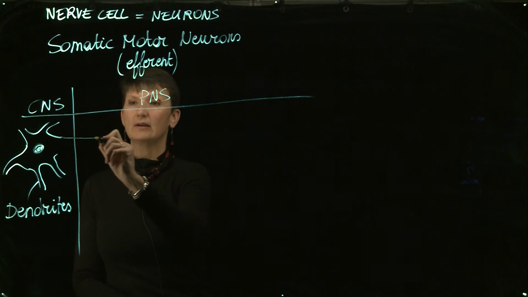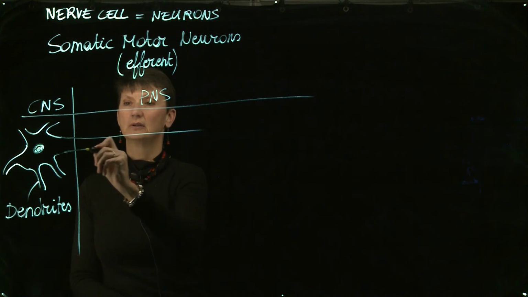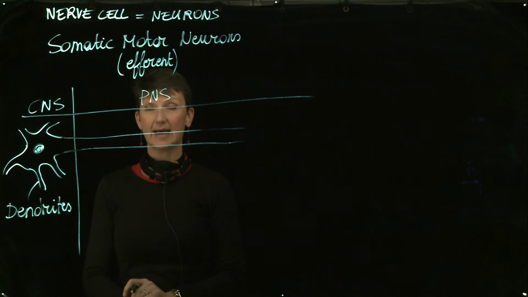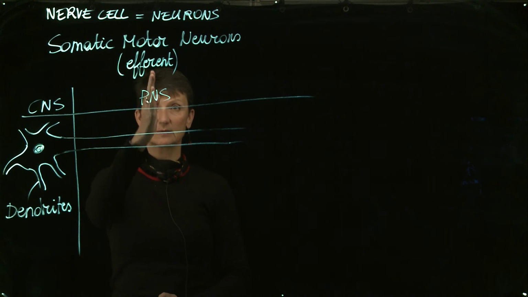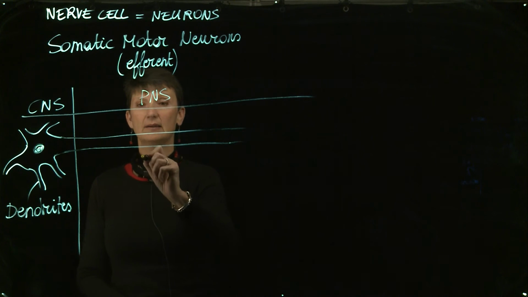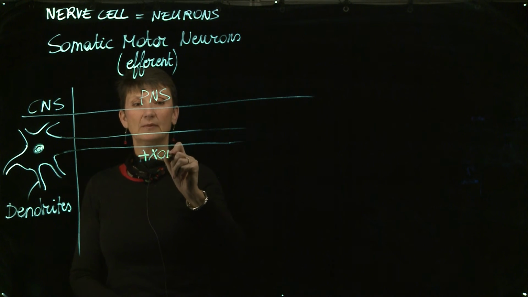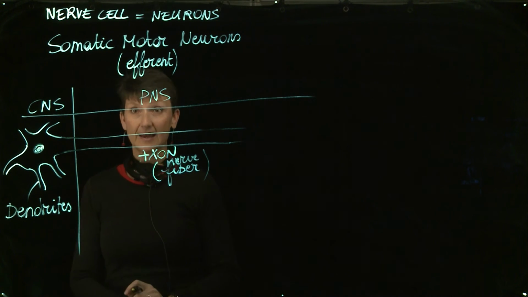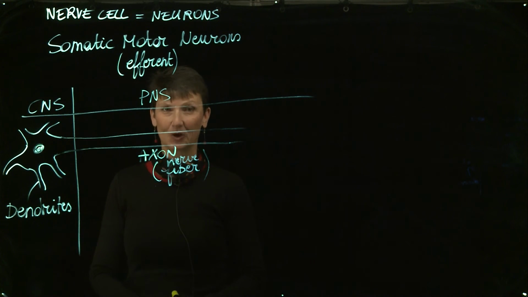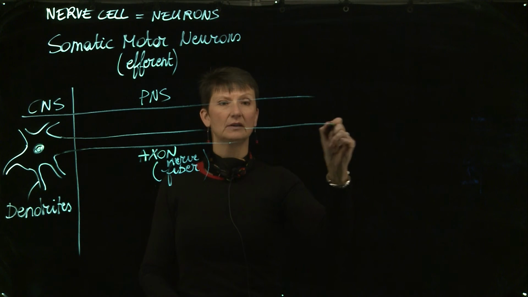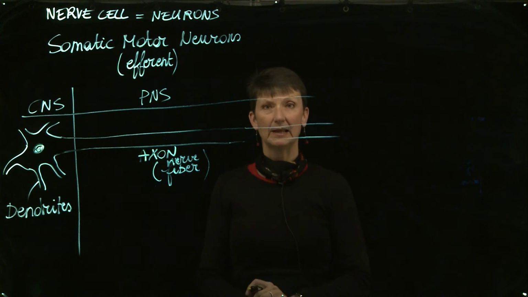We have then this very long structure, this long arm or branch coming out of our cell body that leaves the central nervous system and becomes part of the peripheral nervous system, and that we call the axon. Sometimes we call this the fiber as well, or the nerve fiber, I should say. So once again, those anatomists are using the term fiber.